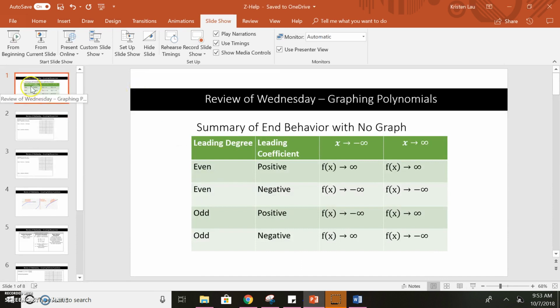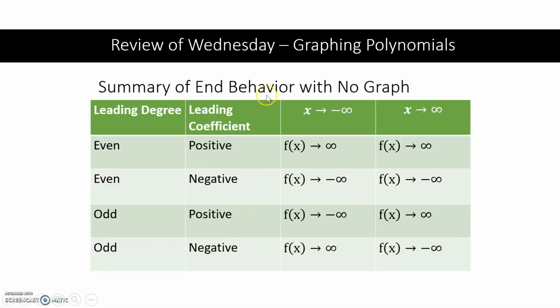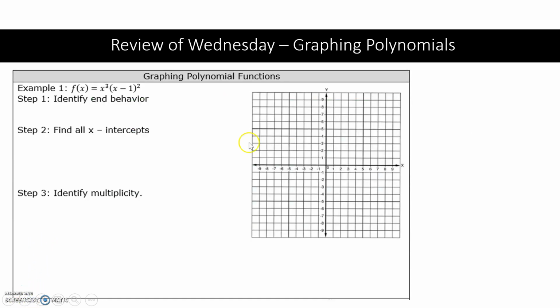So graphing polynomial functions, before we start, we have to look at our chart for summary of end behavior with no graph. So remember, the leading degree is your highest exponent, and then your leading coefficient is going to be the number in front of your x. So when I look at example 1, I have f of x equals x to the third, open parentheses, x minus 1 squared. So this form is in factored form, and it can be easy for me to find my x-intercepts. But it's going to be a little bit harder to identify my end behavior.